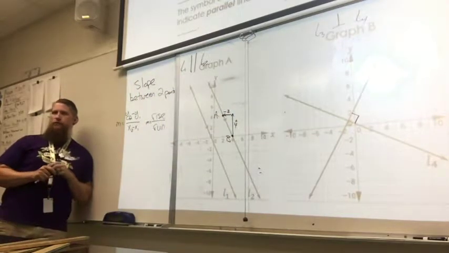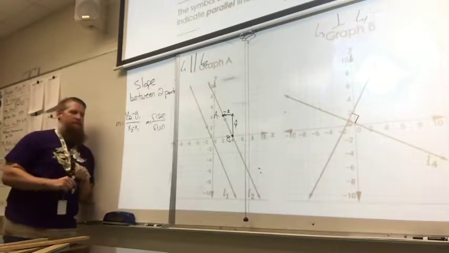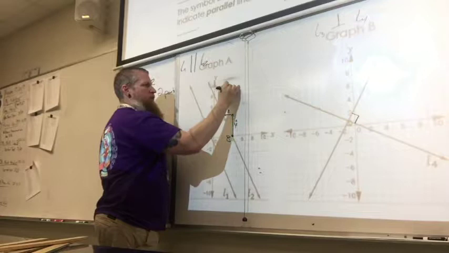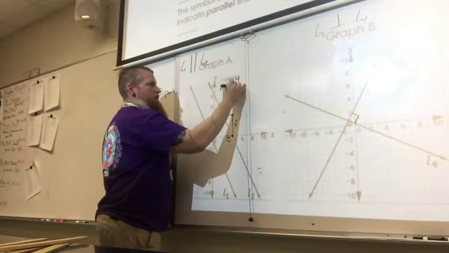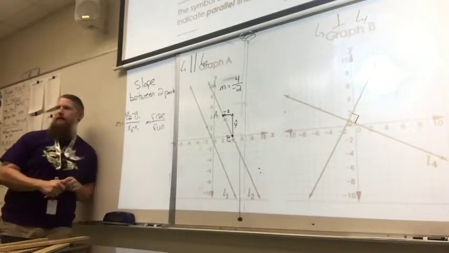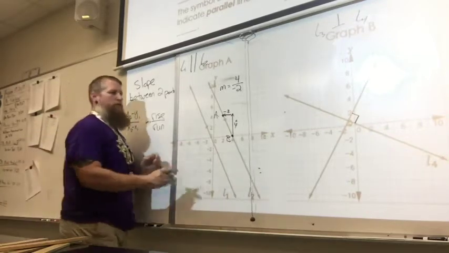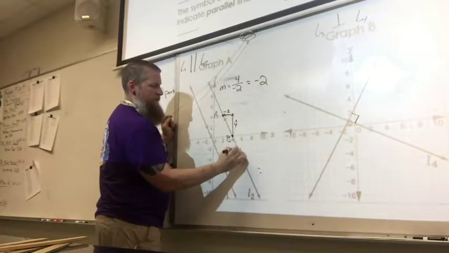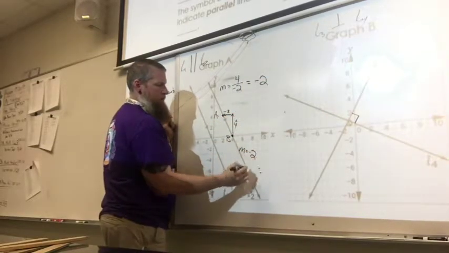Which one's the rise? Which one's the run? The rise is 4, and then run is negative 2. Good. Rise is always up and down. Run is always horizontal. And if you can reduce them or divide them out, do it. What's 4 divided by negative 2? Negative 2. So the slope of this line right here is negative 2.